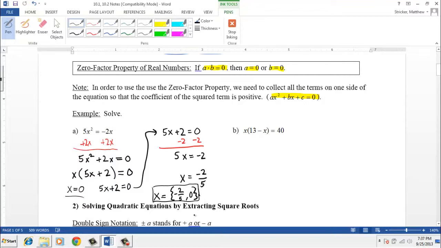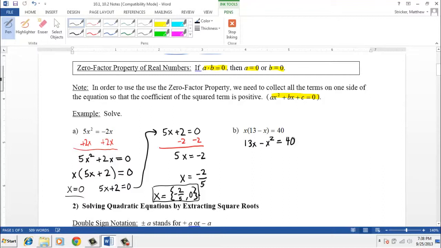That should look familiar to all of us. We've done this countless times this semester, but just to review, this is a method for solving quadratic equations. Now ask yourself, with the second one, is this equation in the form that we need, the ax squared plus bx plus c equals 0? Your answer to that question should be no. First of all, there's a 40 on the right hand side, and then we have these parentheses in here. So we need to distribute. x times 13 is 13x, and we need to take x times negative x, which is negative x squared.